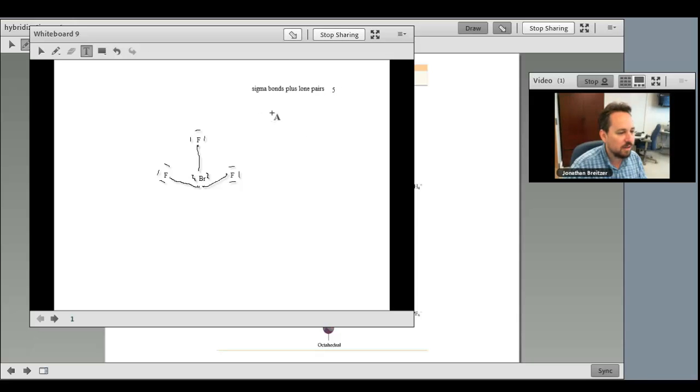Now, if your total number of sigma bonds plus lone pairs is 2, this is going to be sp hybridized. If it's 3, sp2. If it's 4, sp3. If it's 5, sp3d, and 6, sp3d2.